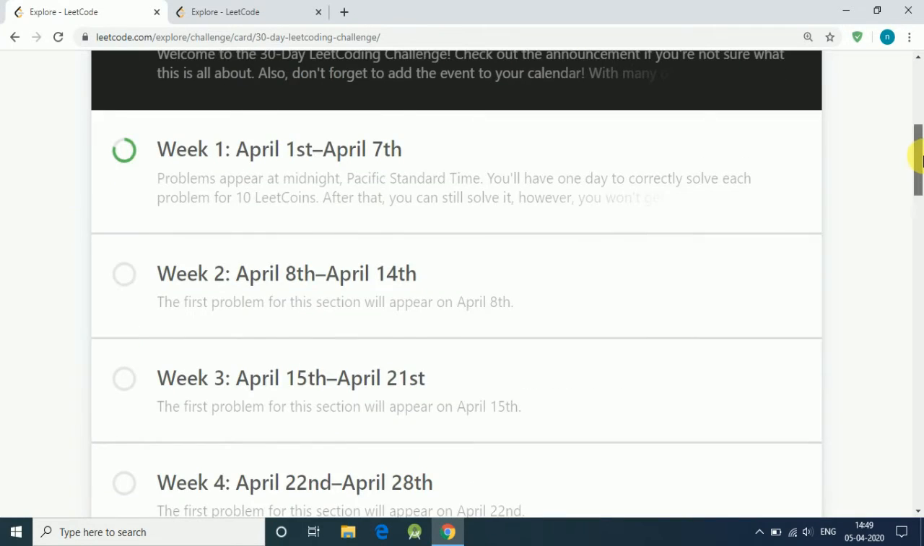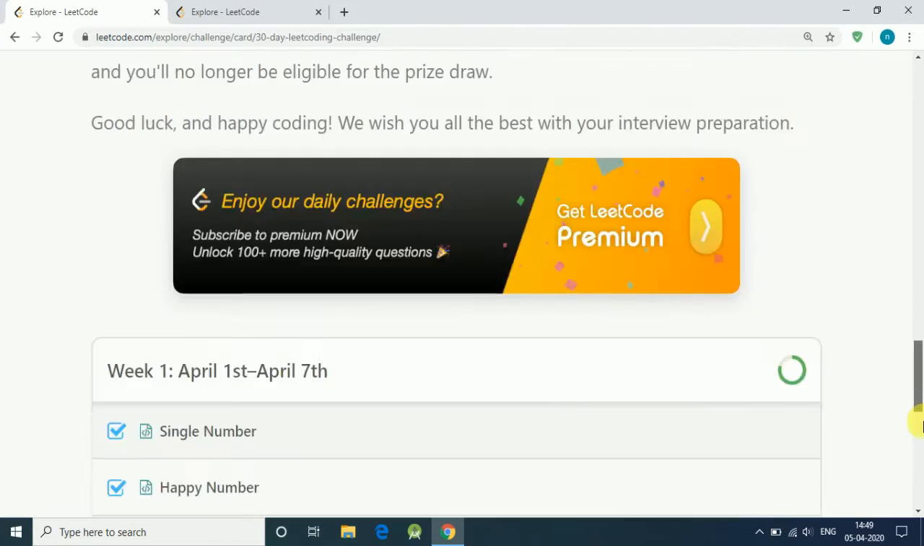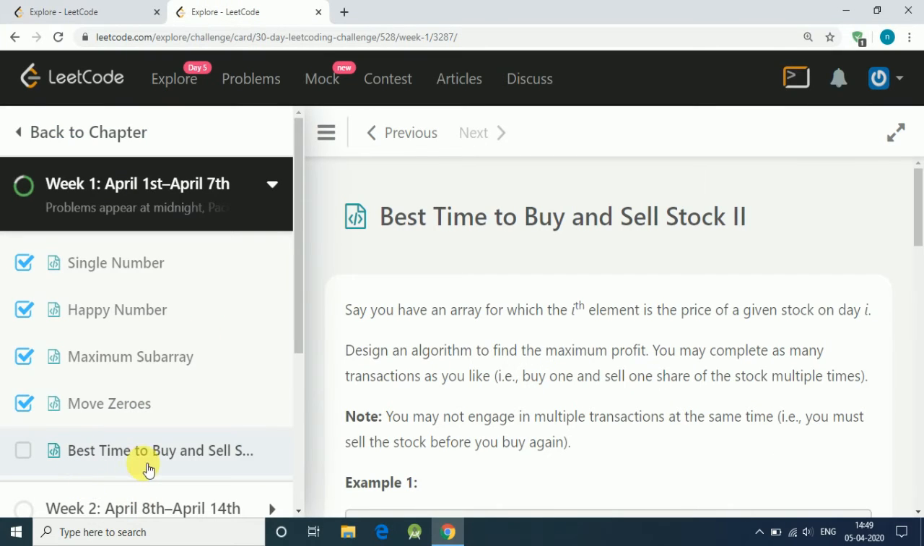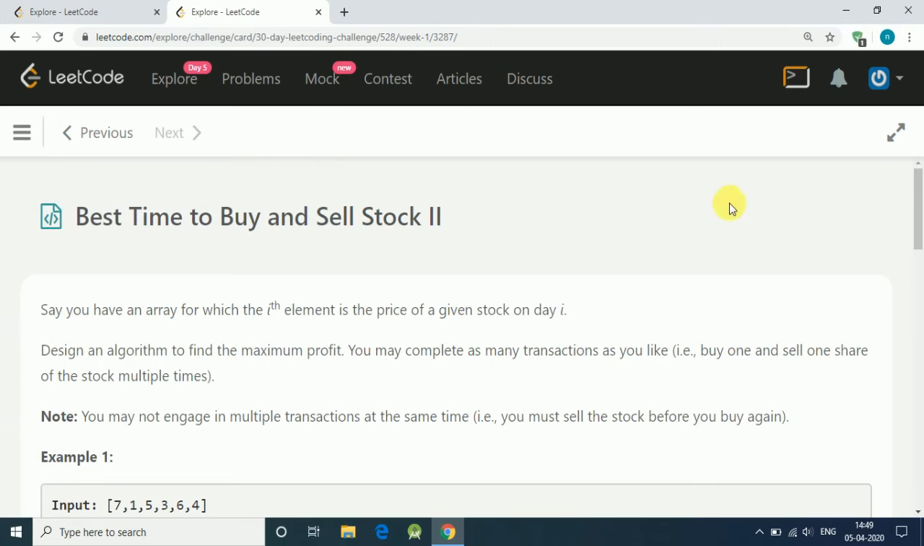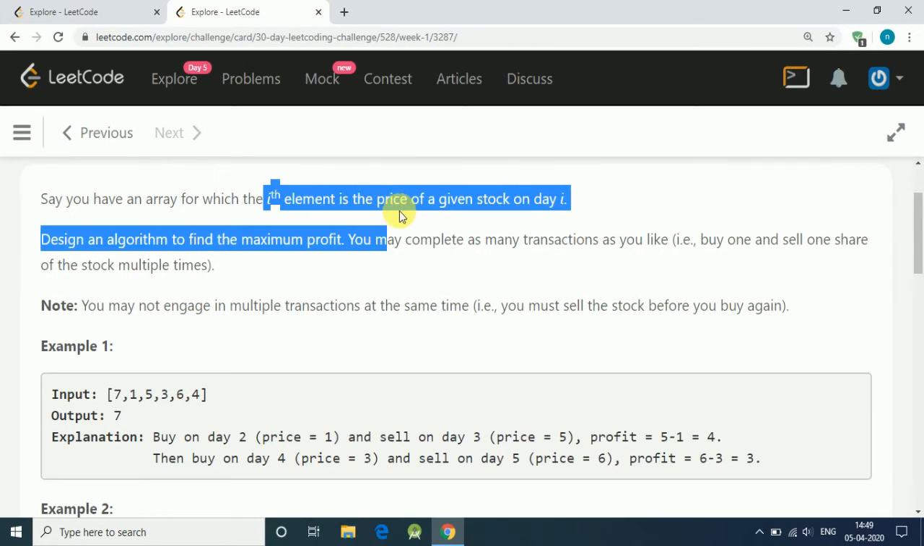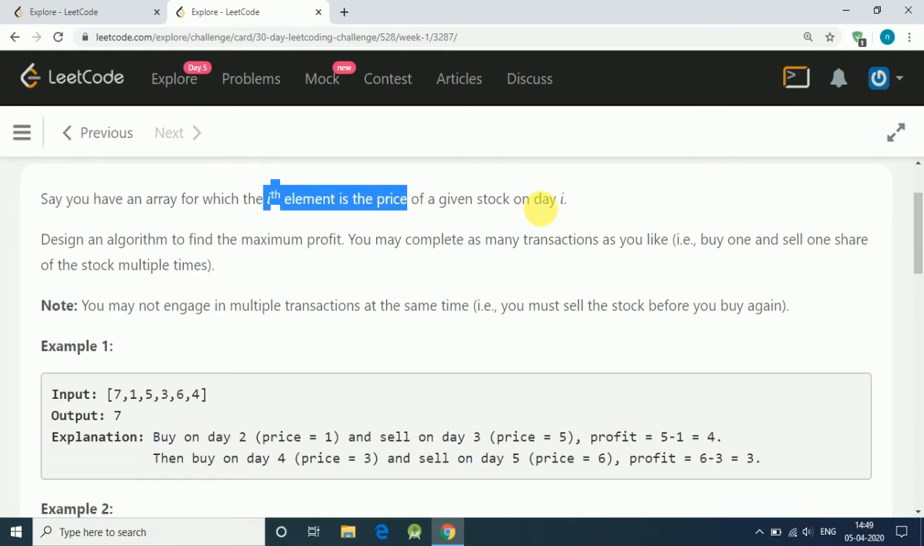Today is day 5. We already solved these 4 days and today's question is Best Time to Buy and Sell Stock 2. So we are given an array. Every element is like a price of the stock on ith day. We have to design an algorithm to find the maximum profit, and we can do as many transactions as we want.